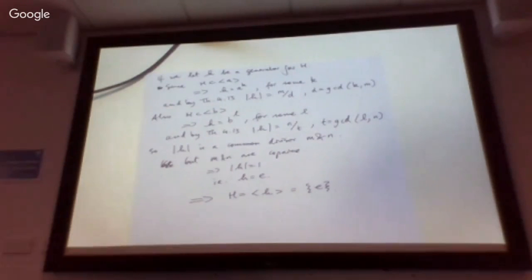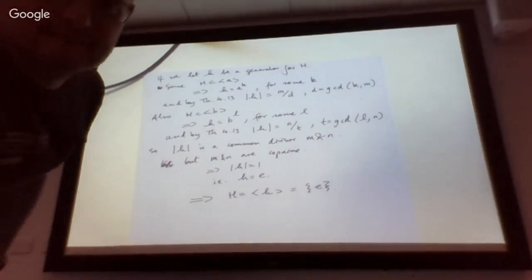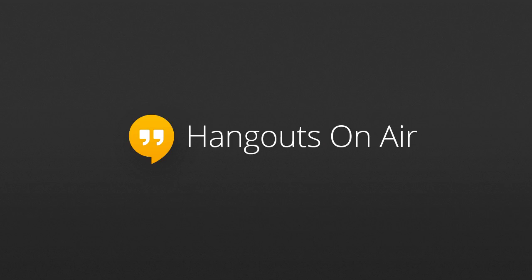And then it talks about, if you've got a generator of those groups, which is called a in the statement of theorem 4.13, then if you have an element b, the order of b, it tells you, is n over d. So it's a divisor of n, and the order is n over d, where d is the greatest common divisor of k and n.